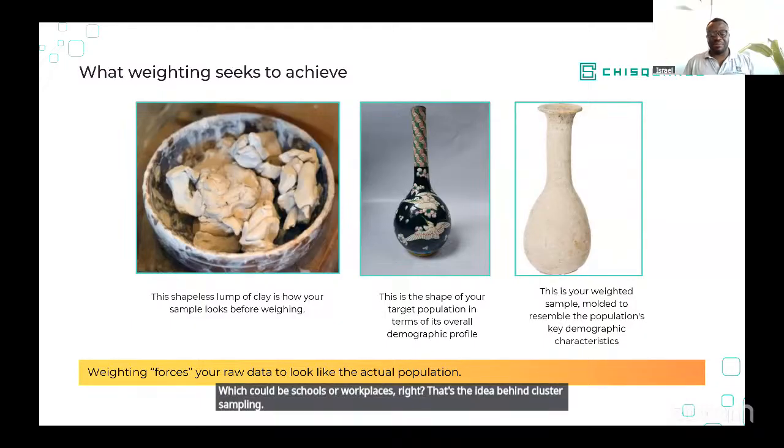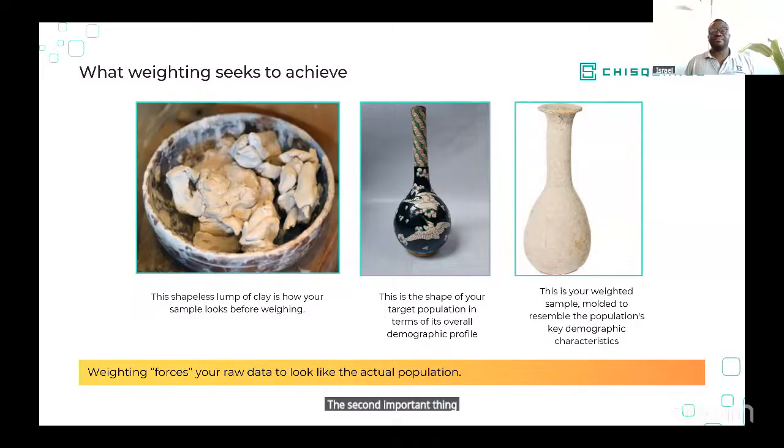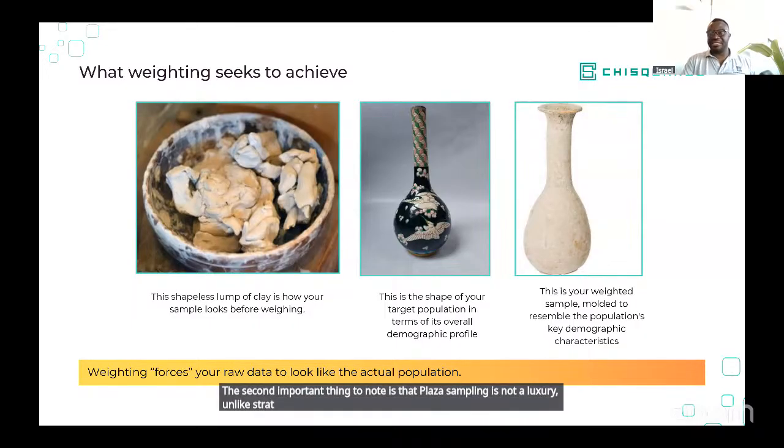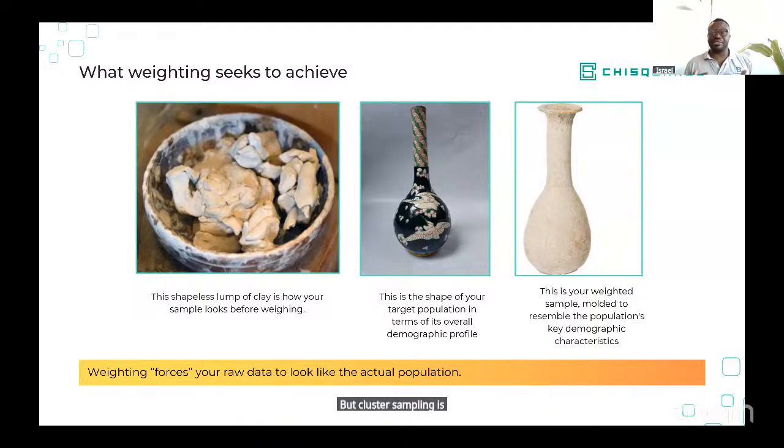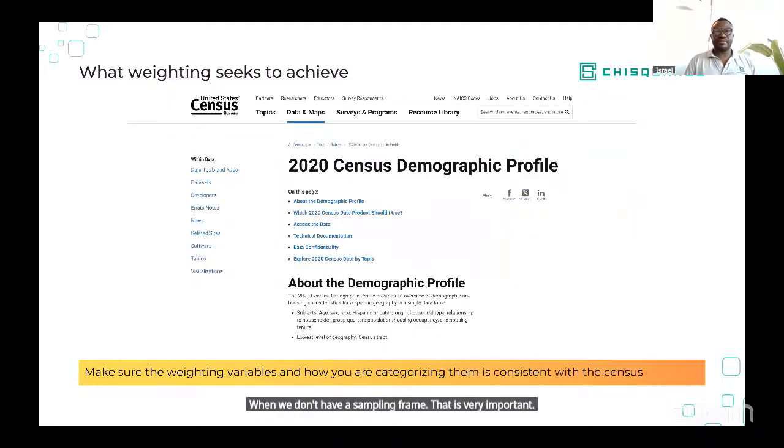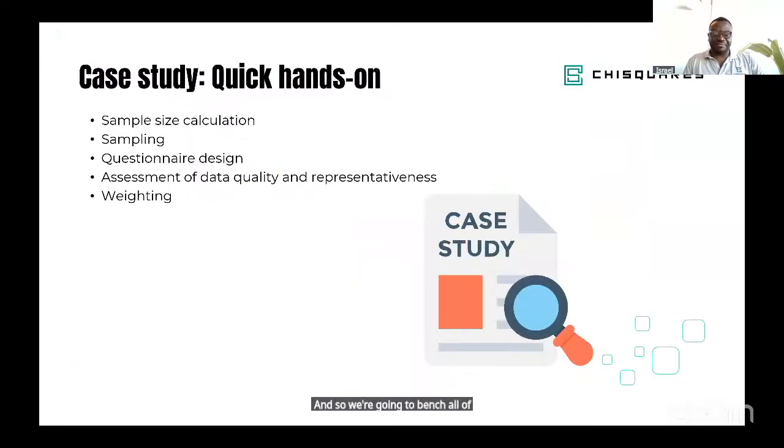The second important thing to note is that cluster sampling is not a luxury. Unlike stratification, which is a DEI exercise, right? We want to increase the diversity or the representativeness of our sample. But cluster sampling is something we have no choice but to do when we don't have a sampling frame. That is very important. And so we're going to bench all of these things and look at them hands-on.